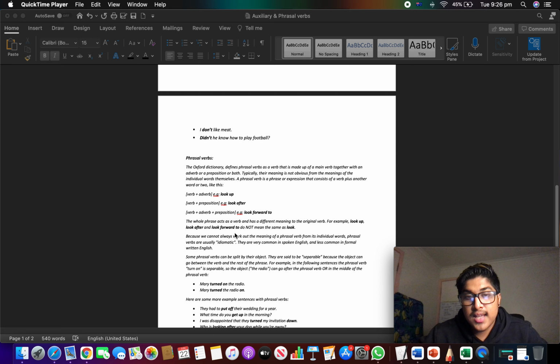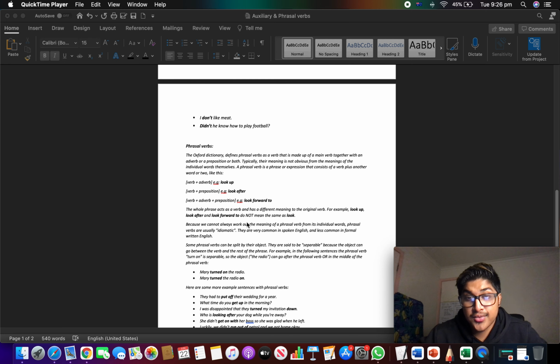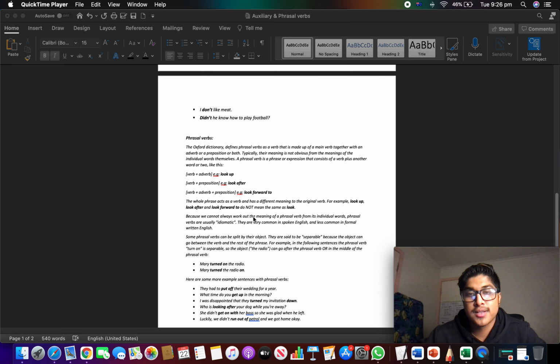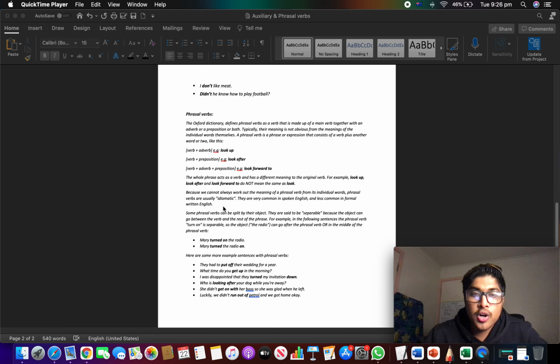The whole phrase acts as a verb and has a different meaning to the original verb. For example, look up, look after, and look forward to do not mean the same as look. Because we cannot always work out the meaning of a phrasal verb from its individual words, phrasal verbs are usually idiomatic. They are very common in spoken English and less common in formal written English.